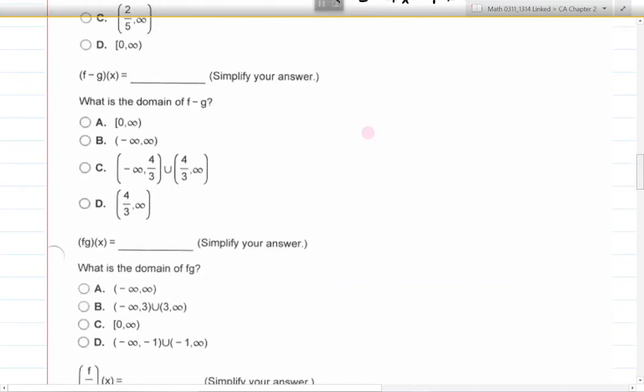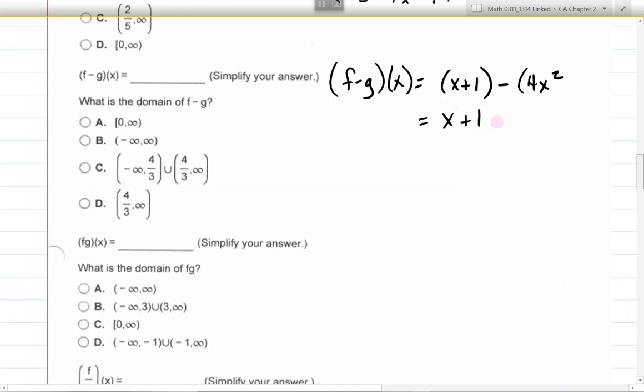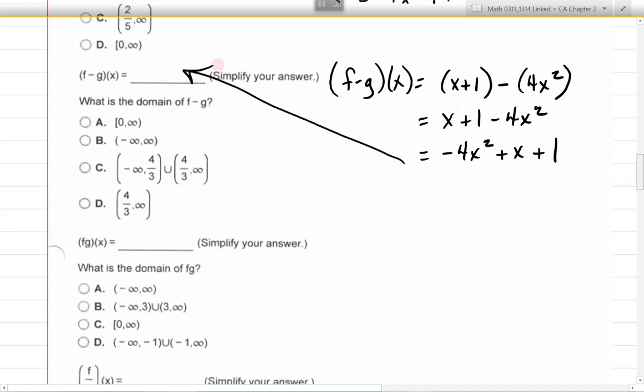Looking at the difference, I have f minus g of x is, let's see, f is x plus 1 minus g is 4x squared. So that's x plus 1 minus 4x squared. I will lead with minus 4x squared plus x plus 1. That's my difference, and the domain is all real numbers.